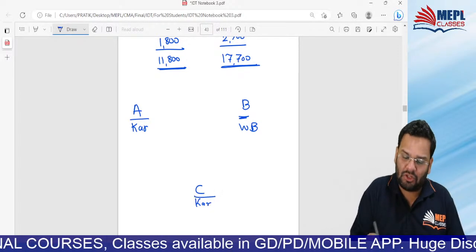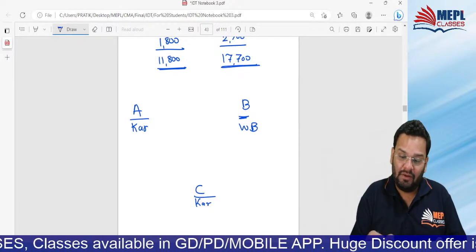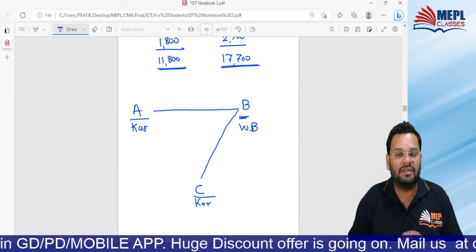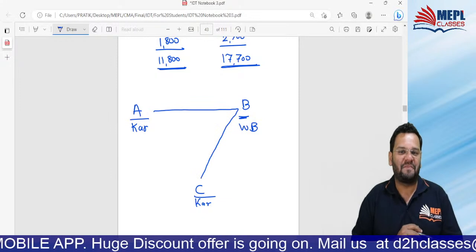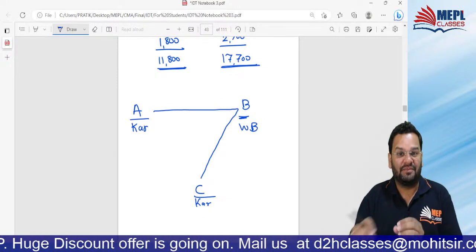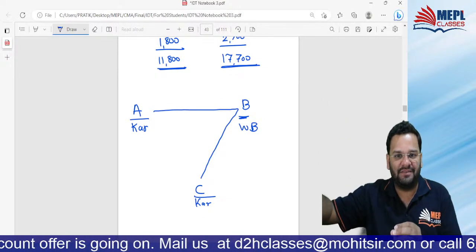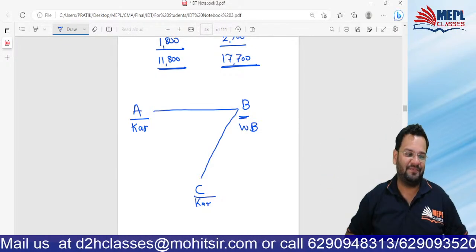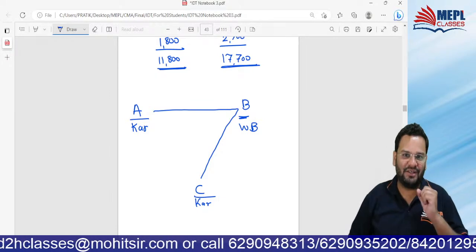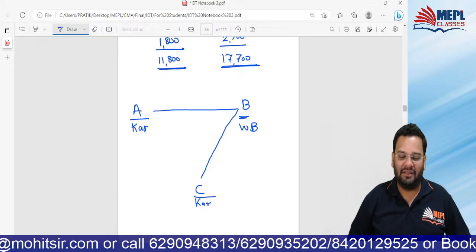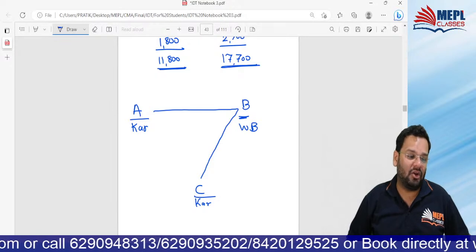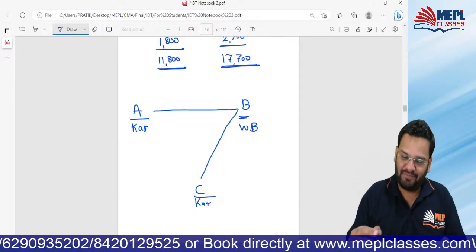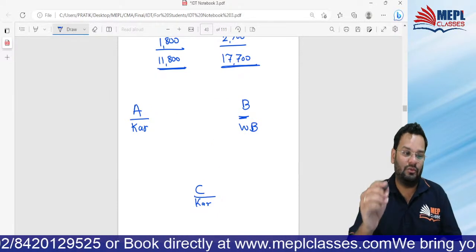Now tell me what is logical. A sending goods to B, then B sending goods to C. Is it logical that A will send goods to B and then B will send goods to C? It is totally illogical, isn't it? Transport cost will be increased. So what does B do?